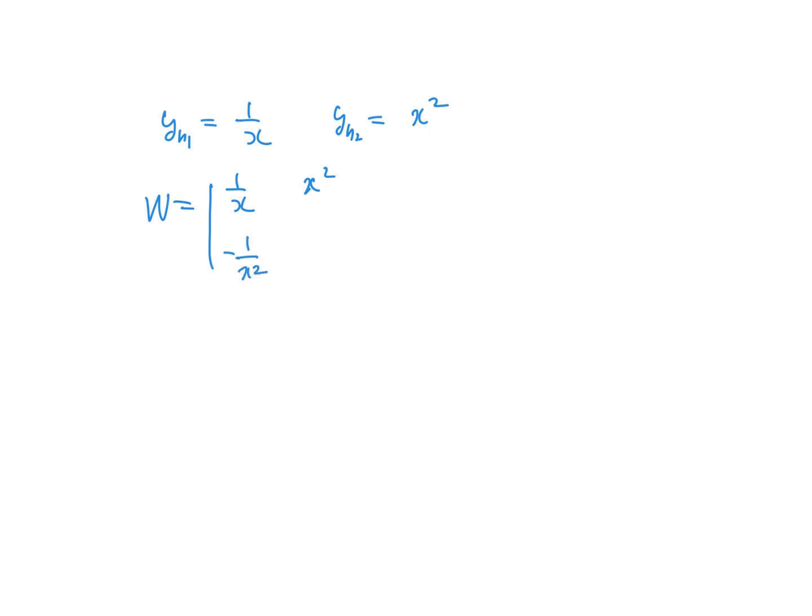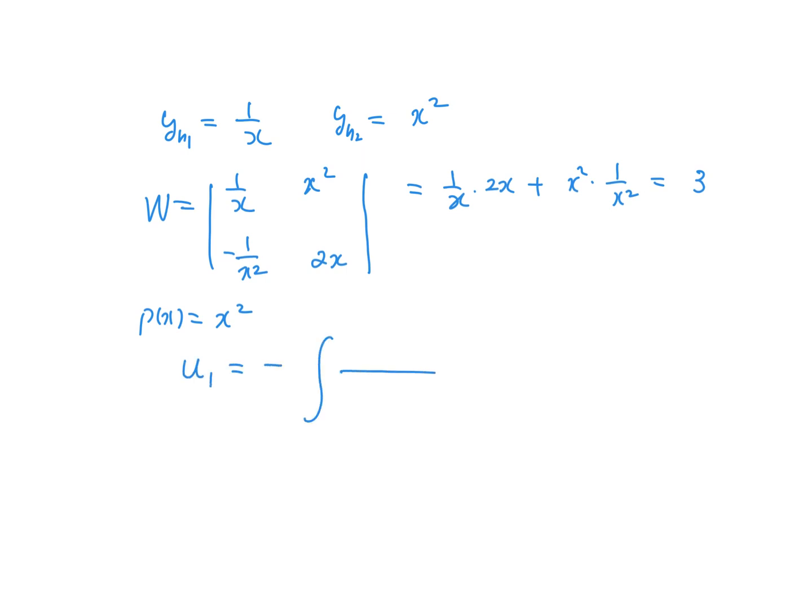So that is 1 over x times 2x plus x squared times 1 over x squared, which is 3. The Wronskian is 3. And in this case, we have px is x squared. So the calculation is maybe a little bit tricky. u1 is minus the integral of 3x squared, and the source is x. So x times yh2 is x squared, right?